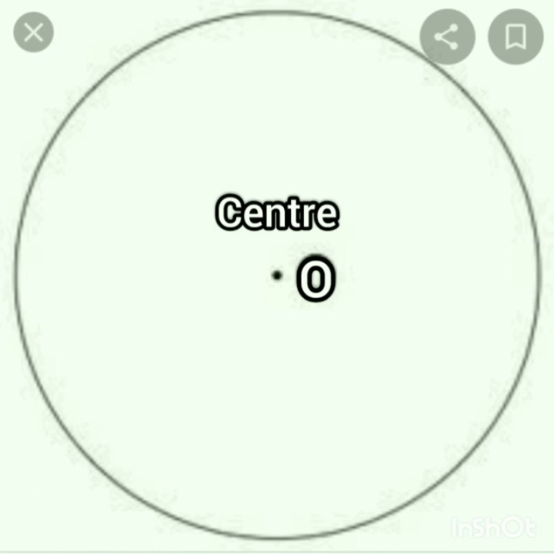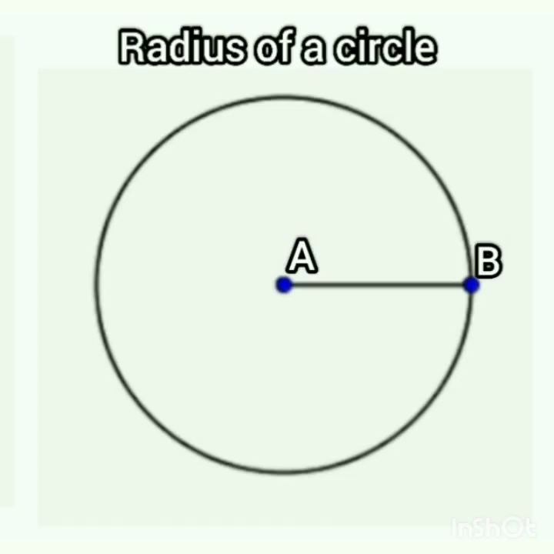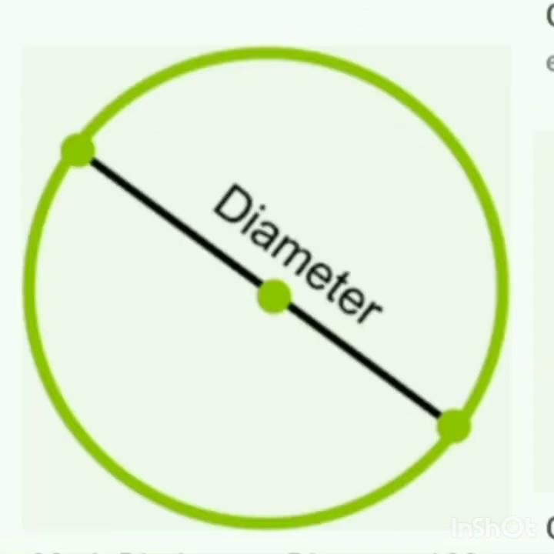A circle has only one center. The distance of any point on the circle from the center will be the same. This distance is called the radius of the circle. A line segment passing through the center of the circle, whose endpoints are on the circle, is called the diameter of the circle.